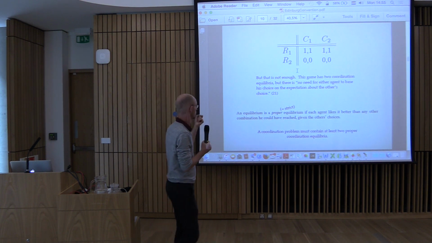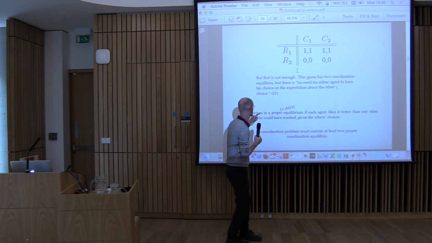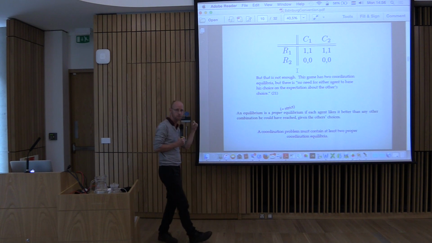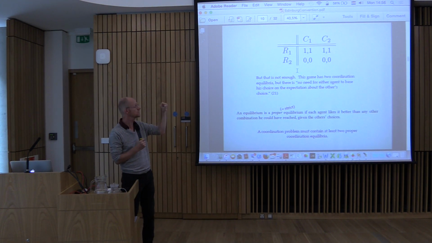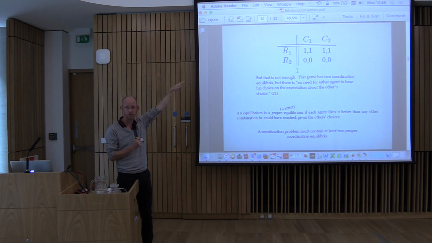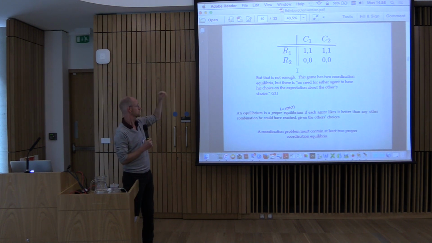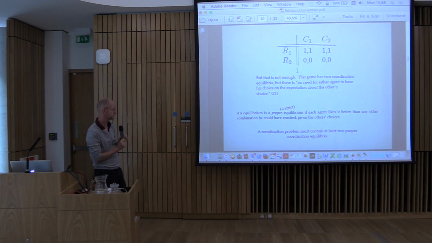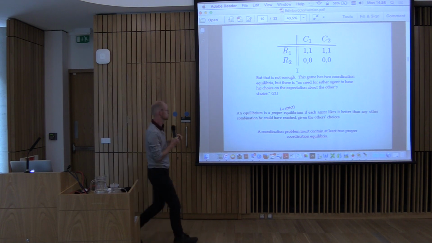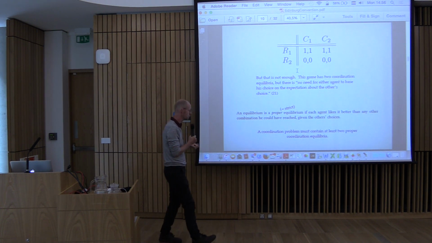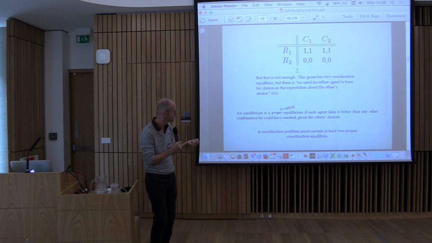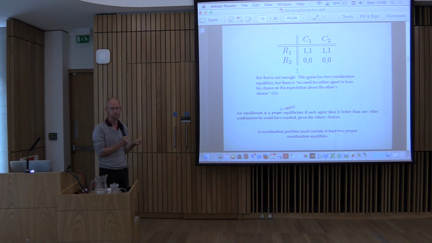The idea of David Lewis is, no, it must be a proper, or better, a strict equilibrium. It must really be better than the alternatives. So for you, playing C1 is really better than playing C2, given that the other plays R1. And that's not the case here. So that's also ruled out by David Lewis. So for something to possibly be a convention, a coordinating problem must contain at least two proper coordinating equilibria.